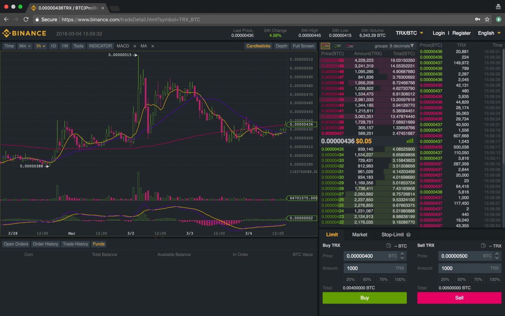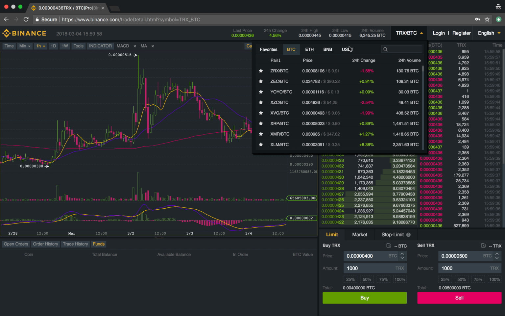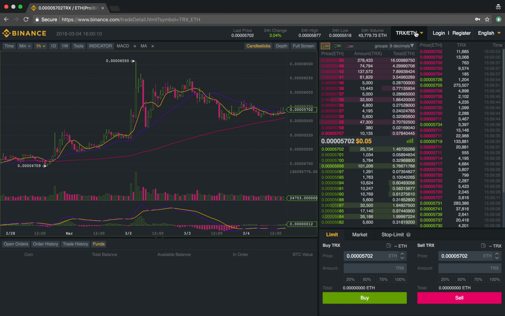On top, you can see the last price, pretty much same as here. You can see the 24-hour change, the 24-hour high, and the 24-hour low. So this is pretty much what happened in the last 24 hours, how much it's changed and what it's gone up to and what it's gone down to. I flipped those. Here's the 24-hour volume with regards to Bitcoin. So if you were trading Tron with Ethereum, you'd see that this changes to Ethereum, not Bitcoin.